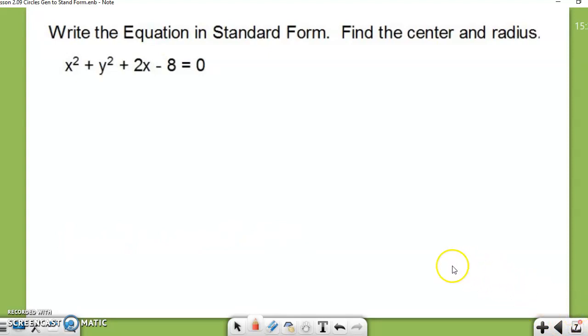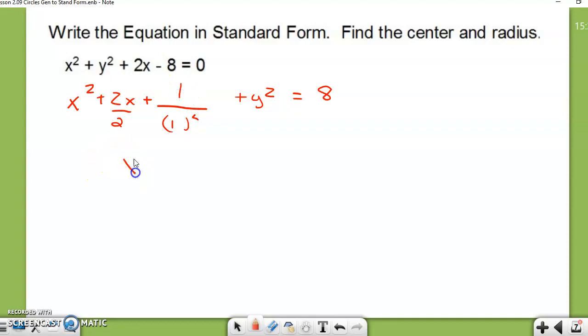Okay, here we go, our last example. Now, when we start with this one, I want to show you this one because I don't have anything extra with the y's. I'm still going to follow the same procedure. Complete the square. And then I don't have anything, which means that my y value is going to be 0. And I'm going to have equals 8. I'm still going to divide by 2. I get 1. I'm going to square that. So now I have x plus 1 squared plus y squared equals 8.